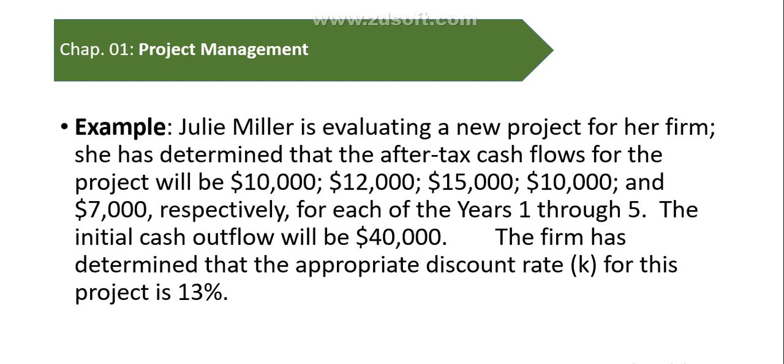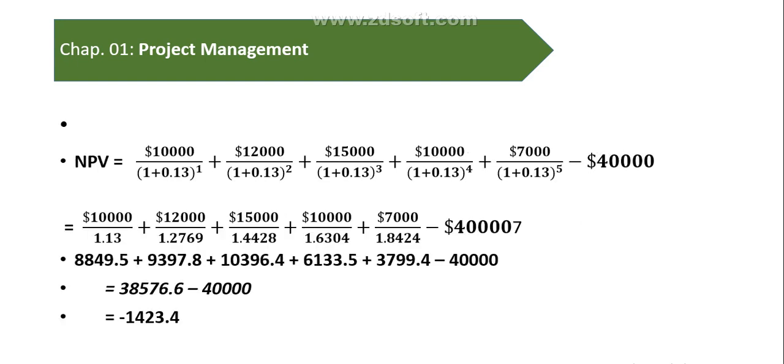So we will calculate whether the project should be accepted or rejected. In the formula I have told you: NPV, net present value, CF is the net cash flow in a period, K is the required rate of return, and ICO is the initial cash investment.